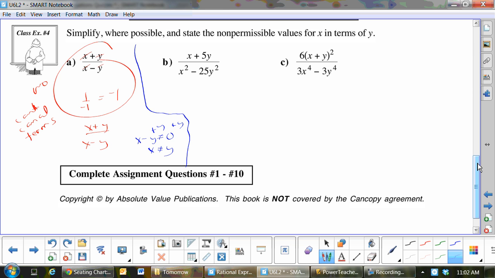Difference of squares. Okay? So that's x plus 5y over x plus 5y times x minus 5y. Cancel, right? That is 1 over x minus 5y.